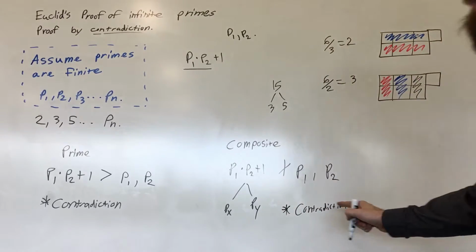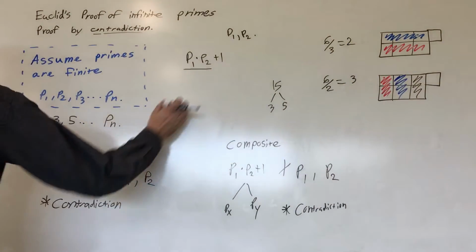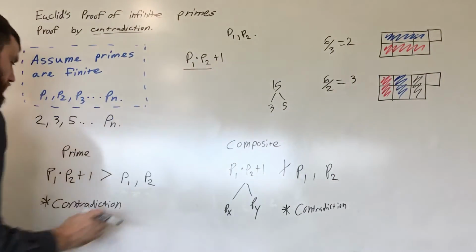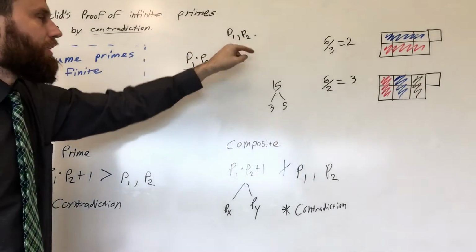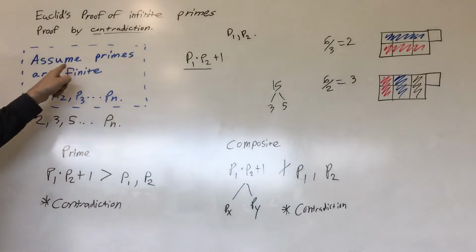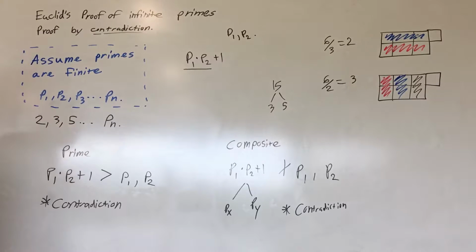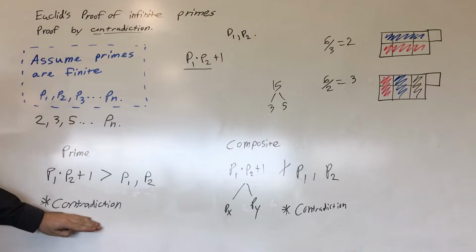Let me just recap. P1 times P2 plus 1 could be prime. But it's greater than all the other primes that exist in the complete list, because that's our assumption, right? That there's a complete list of primes and that complete list is finite. So we arrive at a contradiction.